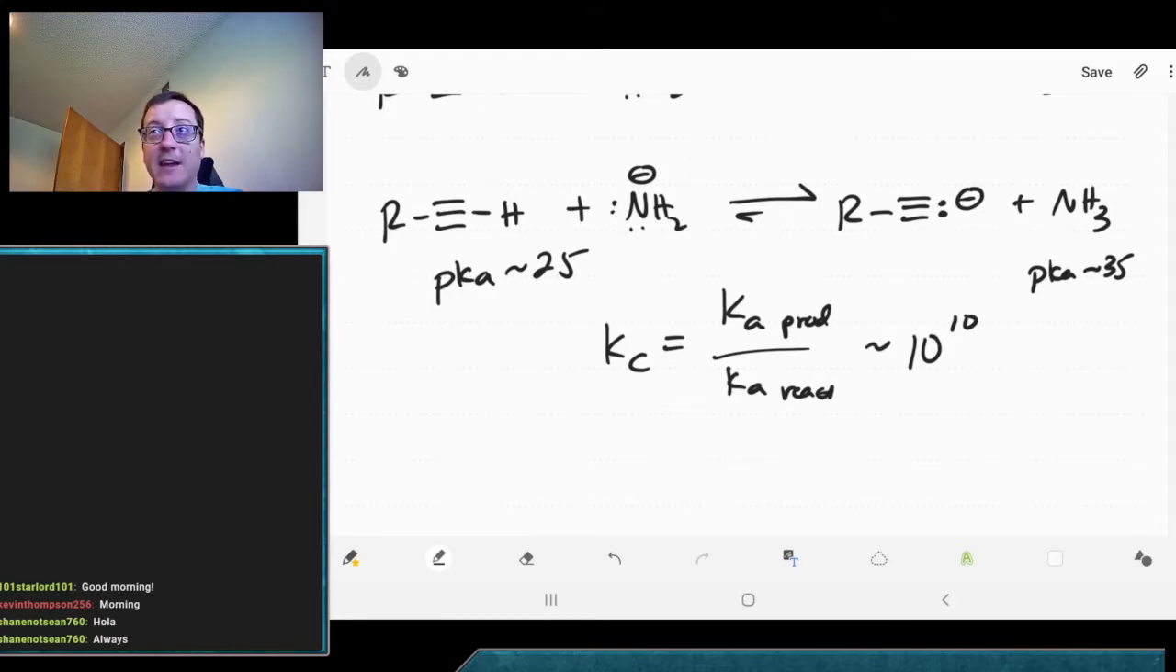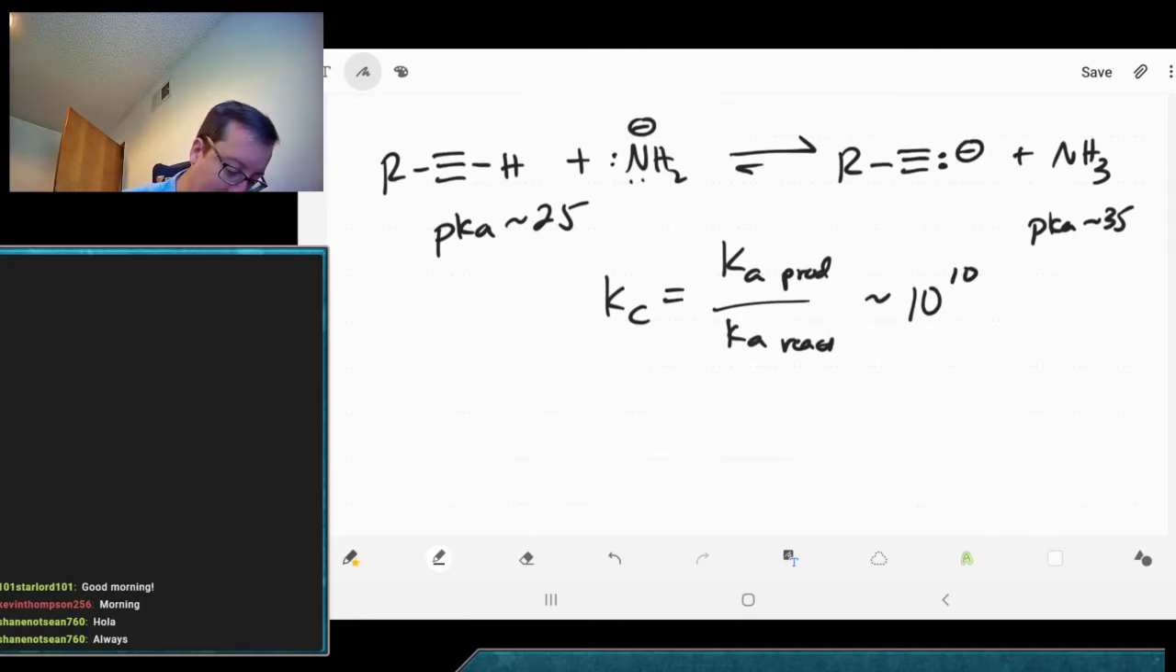So we're definitely going to get everything to the right here, because those pKa's are differing by 10 units. So we're looking at about 10 to the 10 difference for our equilibrium constant. Our products over reactants ratio is about 10 to the 10. So big difference here. This equilibrium is going to lie very heavily towards the products, because we're going to end up getting a higher pKa on our product side. So that's one way we can look at it.